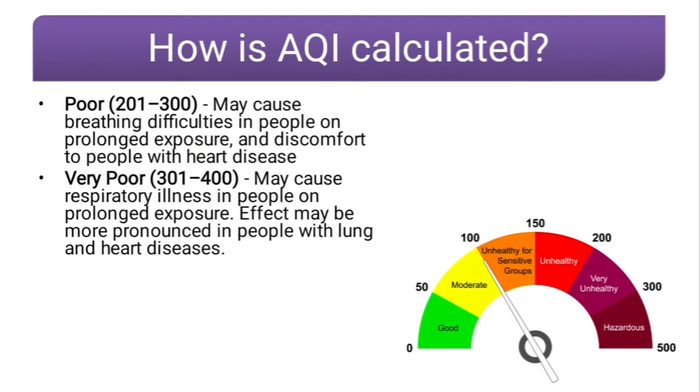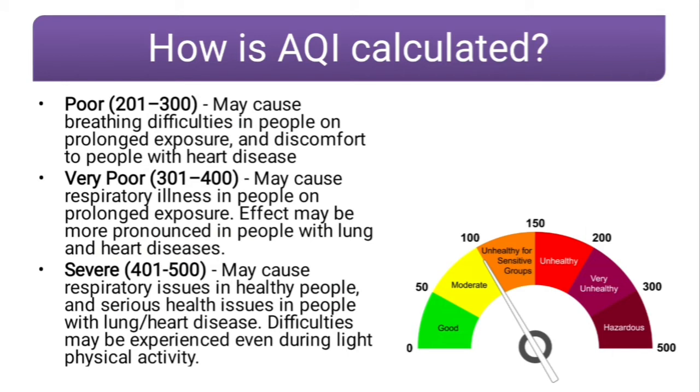Then comes the very poor category from 301 to 400, may cause respiratory illness in people on prolonged exposure. Effect may be more pronounced in people with lung and heart diseases. And then comes the severe category or hazardous category, which starts from 401 to 500. It may cause respiratory issues in healthy people and serious health issues in people with lung and heart disease. Difficulties may be experienced even during light physical activity. Okay, so these are the various categories of AQI.